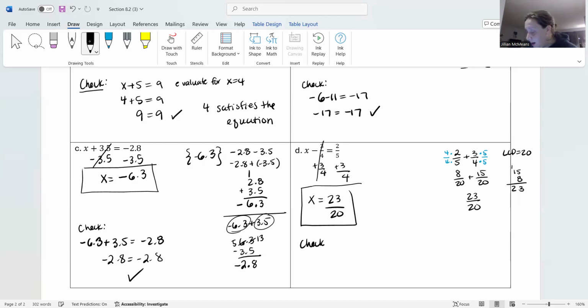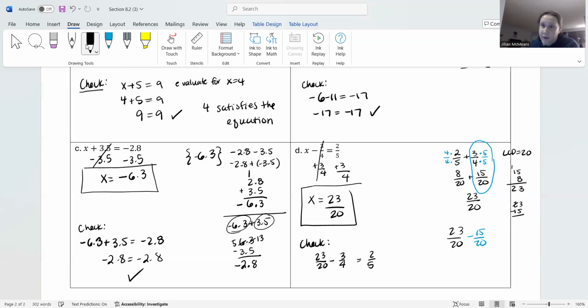Now, if we wanted to check, we would take 23/20 and subtract 3/4 and hopefully get 2/5. So let's see, we've got 23/20. We want to subtract 3/4, but let me show you that you've already done the work to do this with the proper denominator. We already know that 3/4 is equal to 15/20. So I'm going to subtract 15/20 here. Whoops, let me switch back to black. So let's see, 23 minus 15.